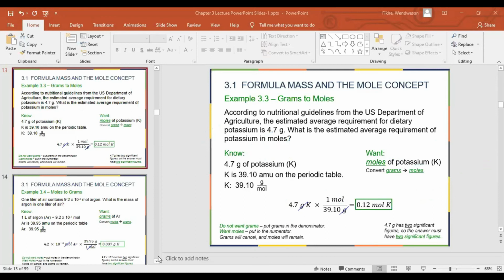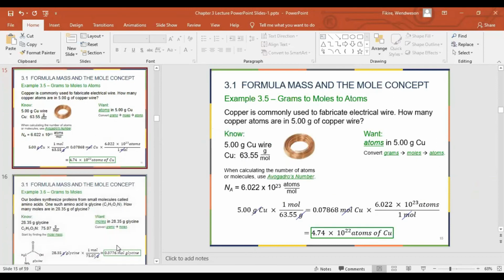Okay, so let's move on with the next one. We have another example here. I want you to read carefully the word. The word is very important. Copper is commonly used to fabricate electrical wire. How many copper atoms are in 5.00 grams of copper wire?